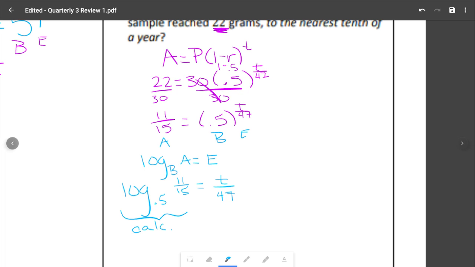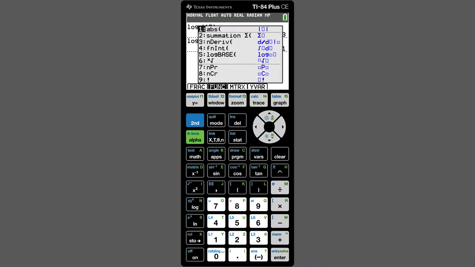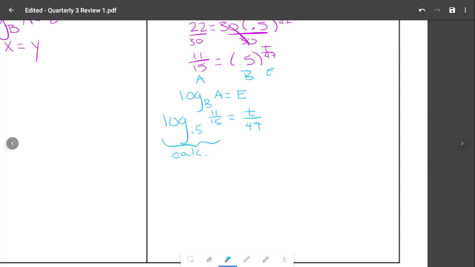This log with the base, again, can go into your calculator. So once again, alpha window, choice 5. We have 0.5, and then 11 divided by 15. Remember, do not round. There is still more math that has to be done here. So I am using the entire decimal from my calculator screen. And until that t is by itself, I cannot do any rounding. So right now t is being divided by 47. So we're going to multiply the 47 to the other side. And now at this point is when you can round because you are done with the math.